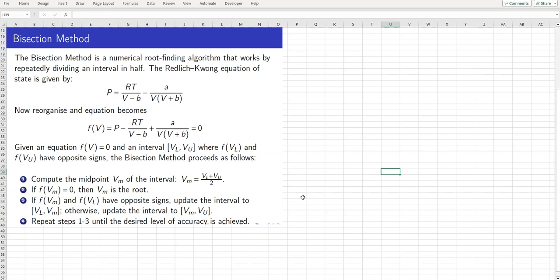the Redlich-Kwong equation we already know. Now if we reorganize, that will be f(v) is equal to P minus RT/(v minus b) plus a/(v(v plus b)). Now f(v) equal to 0, and we have to take the interval vl and vu, where f(vl) and f(vu) have opposite signs, so the root lies between them, and compute first vm. Okay, so we'll go one by one.